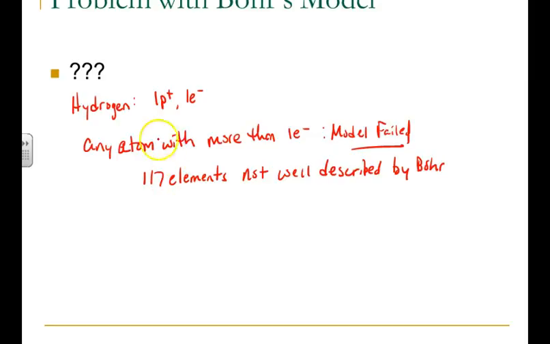Okay? So his model was perfect for hydrogen, but after hydrogen it fell apart. But that does mean something must be good. If it works for hydrogen, then there must be something correct about it. But there's something missing, obviously, something significant that's missing, because we have 117 elements that it doesn't work well for.